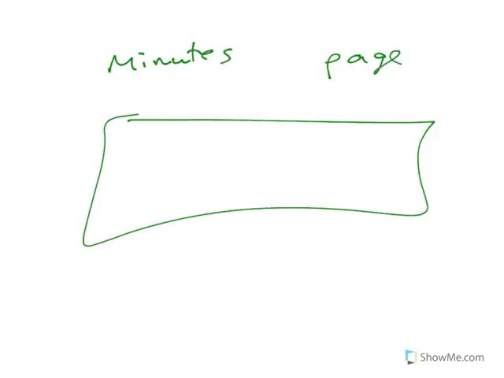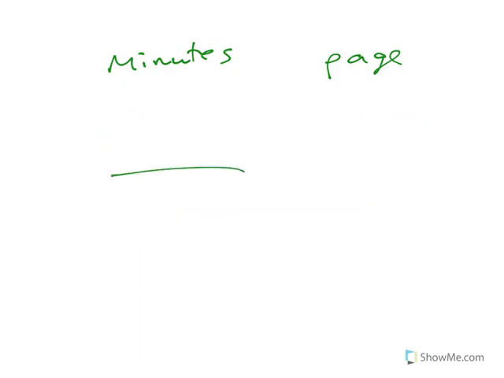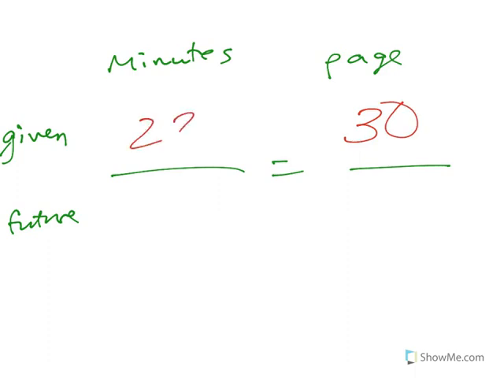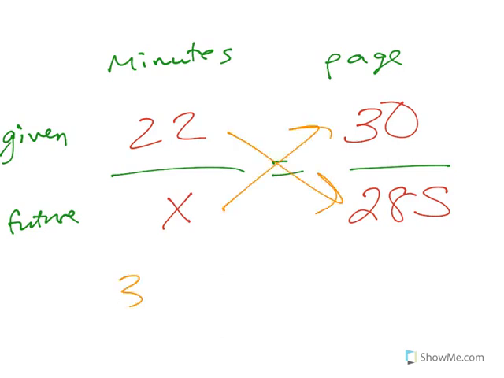It works the same if you think of, well, minutes to pages. Now the first ratio is all about minutes and the second ratio is all about pages. And then maybe what you're given goes in the numerator and the future goes in the bottom. So I know that there are 30 pages in 22 minutes. That's what was given. There's 285 pages left, and we don't know how many minutes that will take us. So when you cross multiply, you still get 30X equals 22 times 285. And that's just 3 options.